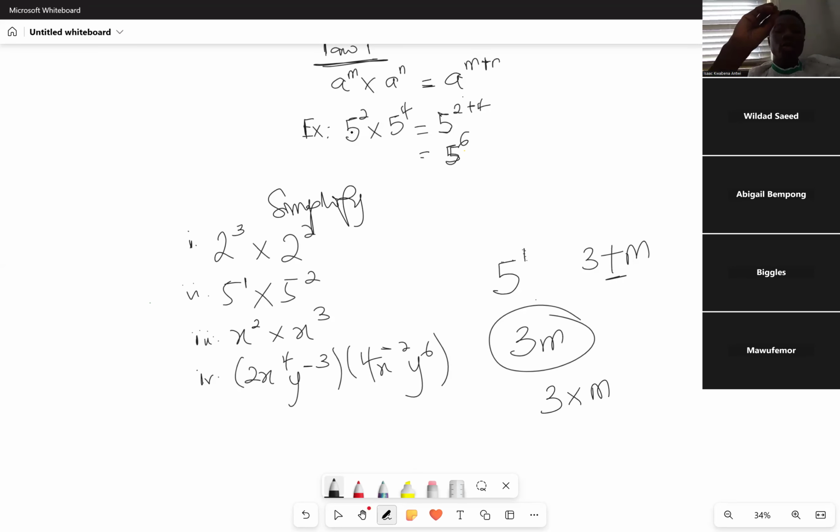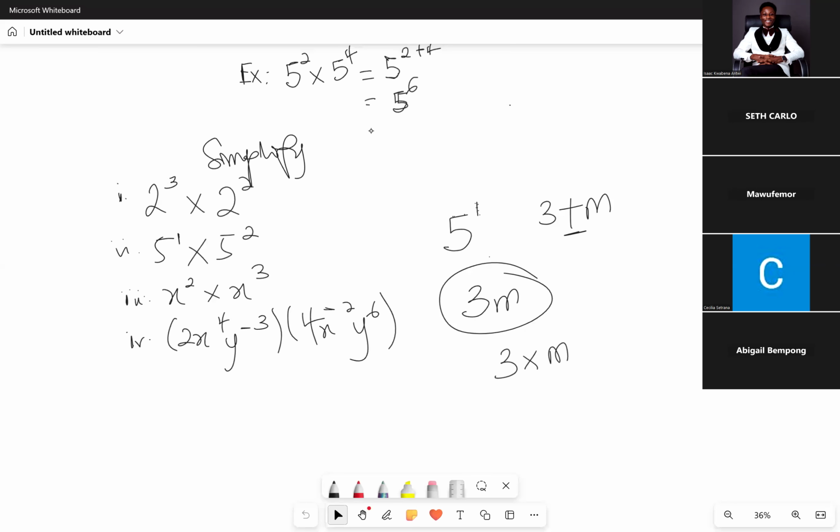Now I need you to try this and send a shot. Do it, send a shot and send it to me on WhatsApp. I'm waiting. I'm going to pause it for now. And by the way, alright, so let's look at this together.